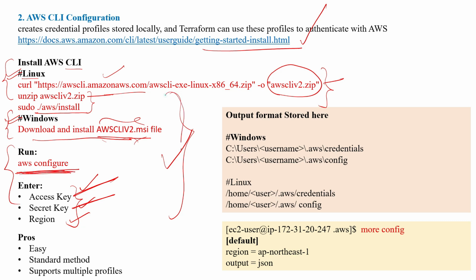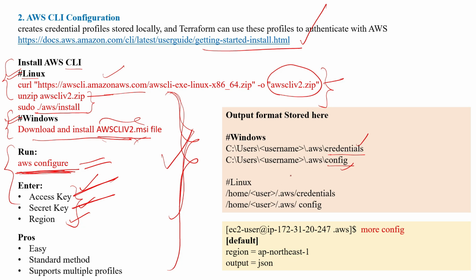Once your configuration has been completed, by default it is going to store the information in some configuration files. So what configuration files will be created when you run this AWS configure command? The files that will be created are credentials and config. These two files will be created.